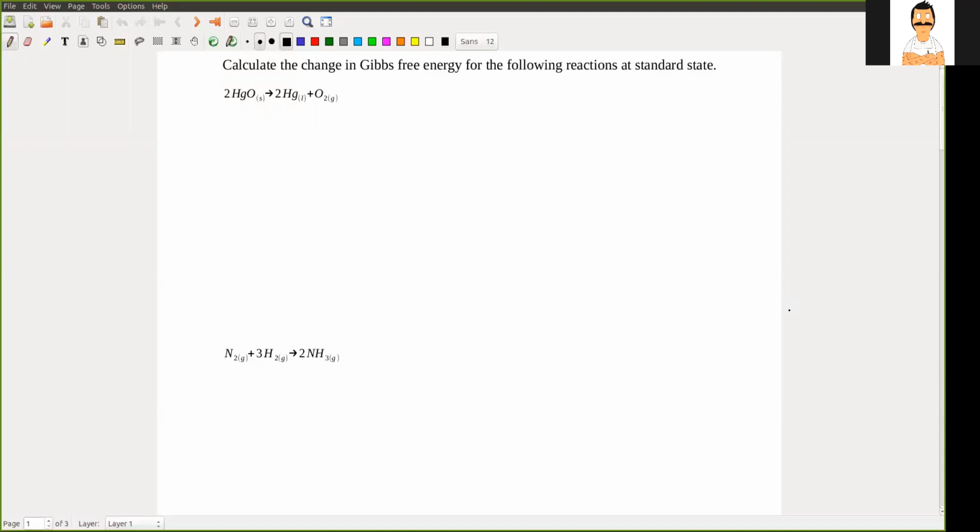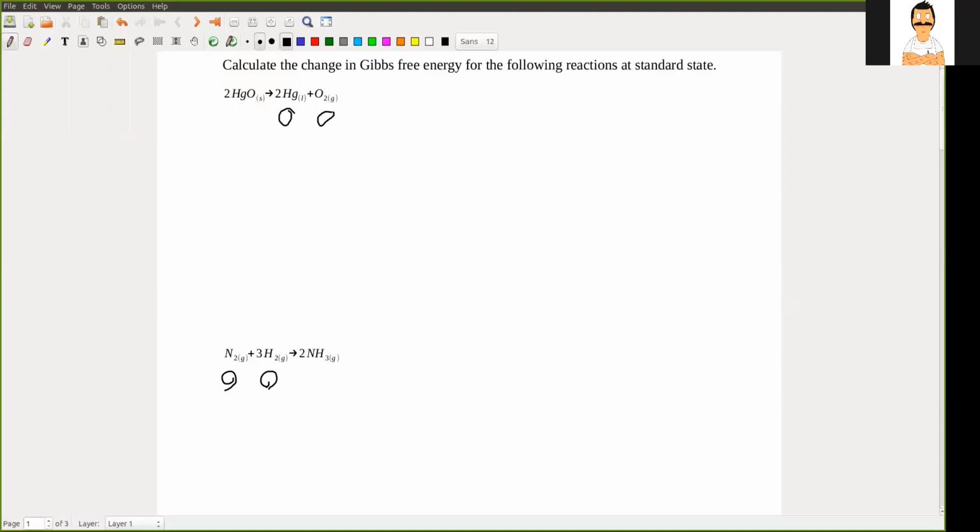It's actually a little bit easier given the problems that I've provided, because the Gibbs free energy of formation for species that naturally form at the state in which we're providing will have a Gibbs free energy of 0. So in the case of liquid mercury, you have a Gibbs free energy of 0. Same thing with diatomic oxygen, same thing with nitrogen, and same thing with hydrogen.